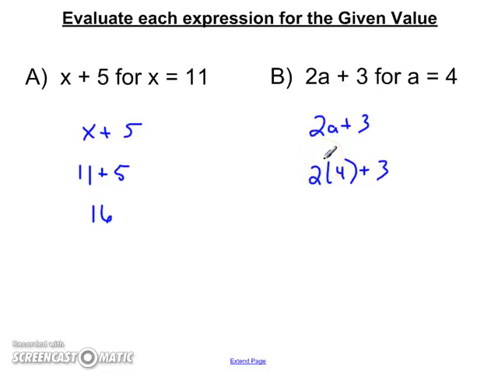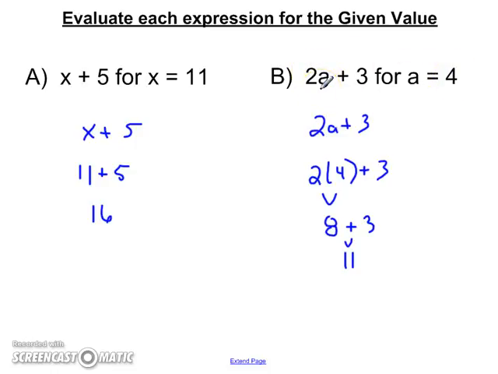Now my order of operations: right now I have multiply and I have add. We know in our order of operations, multiplication comes first out of those two operations, so I'm going to do it first. 2 times 4 is 8. Bring down my plus 3. Haven't done anything with it. Now I can go ahead and go 8 plus 3 is 11, and so my solution, when a is 4, the answer here is 11.